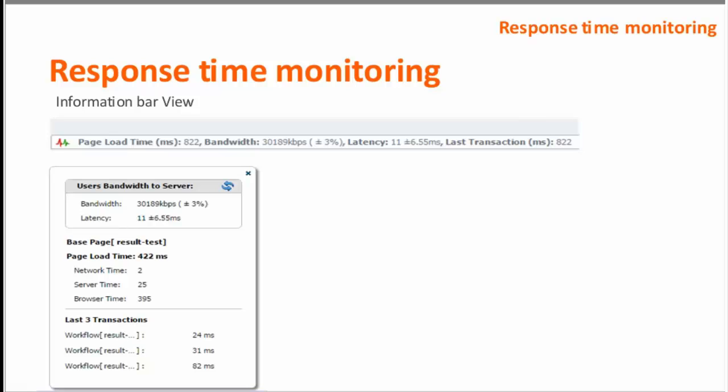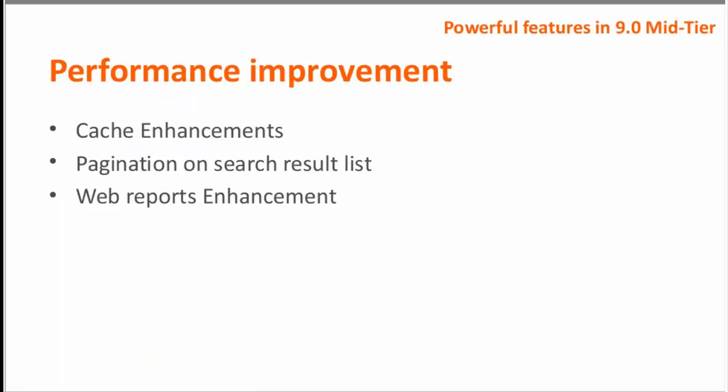Now in the next slides onwards, we will talk about what performance improvements we did in Midtier 9.0. These are the categories which I divided. First is cache enhancement. Second is pagination on search result list, and last one is web report enhancement. So these are the enhancements which we did in 9.0 Midtier.